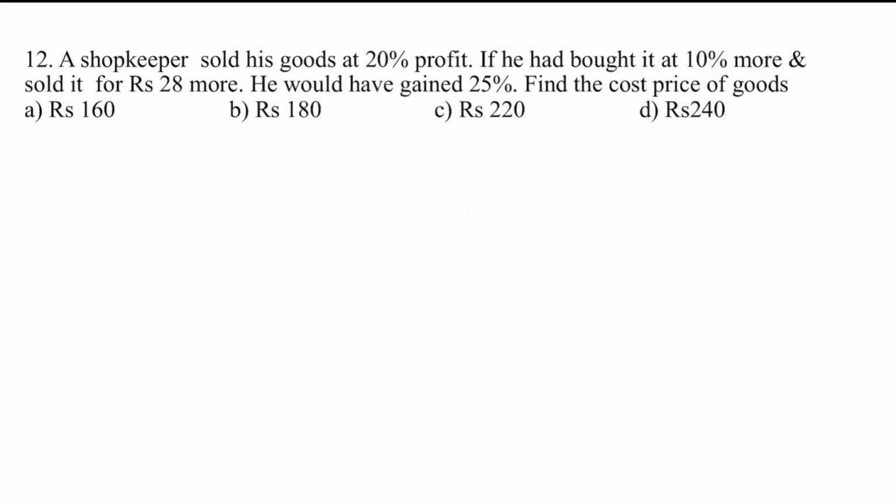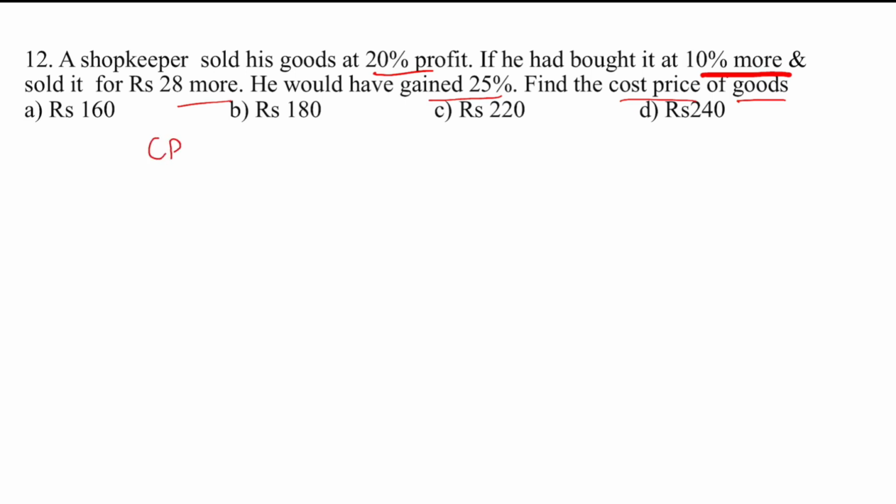Next problem. A shopkeeper sold his goods at 20% profit. If he had bought it at 10% more and sold it for rupees 28 more, he would have gained 25%. So a shopkeeper sold for some amount and he is gaining 20%. But if he had bought it for 10% more and sold for rupees 28 more, then he would have got 25% profit. So find the cost price of the goods. It is the same as the previous problem.